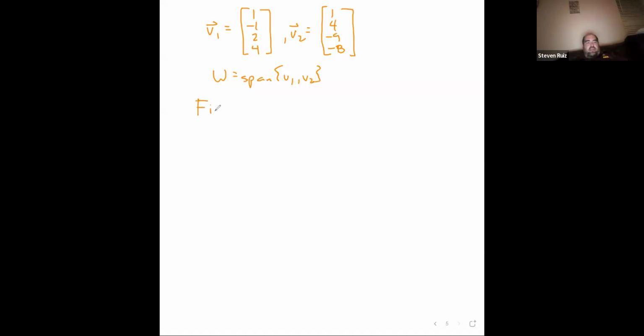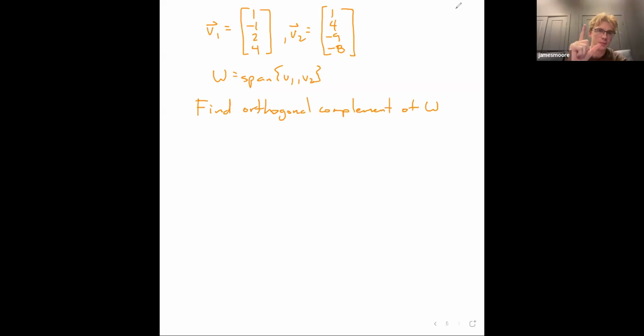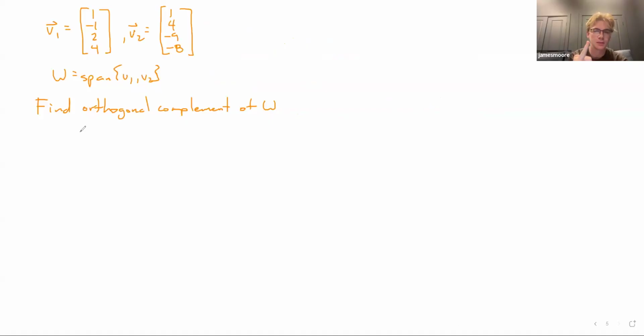And I want to find the orthogonal complement of W. So what is that? It's the, what is it, perpendicular line to W? Yeah, so basically, W is a subspace. It's all the linear combinations of V1 and V2. Some things are going to belong to that, some things are not.